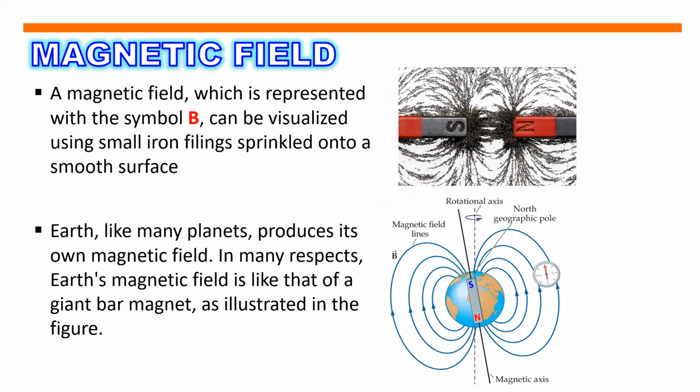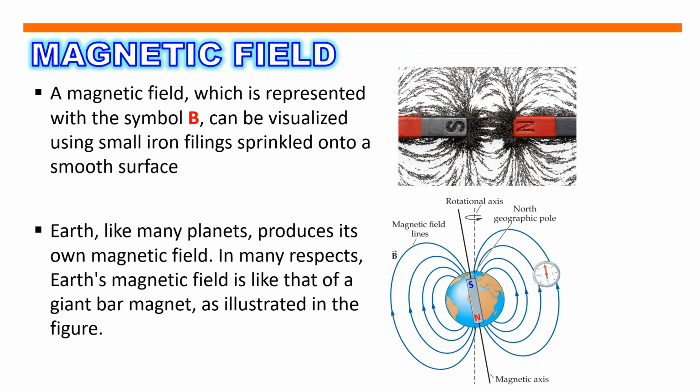It can be visualized using small iron filings sprinkled onto a smooth surface. So sa mga previous experiments natin, kapag pinagtapat natin yung south at north, then nilagyan natin siya ng mga iron filings natin, then makikita natin yung magnetic field around these two bar magnets.